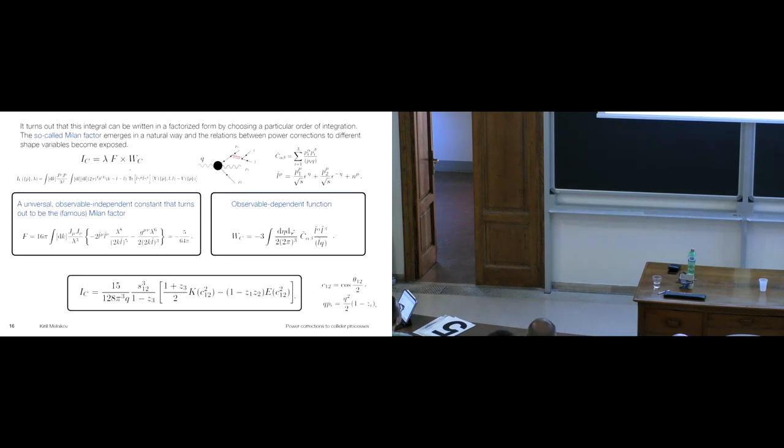The lambda f times WC, exactly. So my question is, this power correction for the C parameter has been calculated with this model, and it is reasonably behaved, I would say. Could you apply this insight to the hemisphere mass or the mass difference, which was the one that was behaving quite crazy when you were reaching the limit, and perhaps explain it in terms of this observable dependent function? Is this something that you could look into?